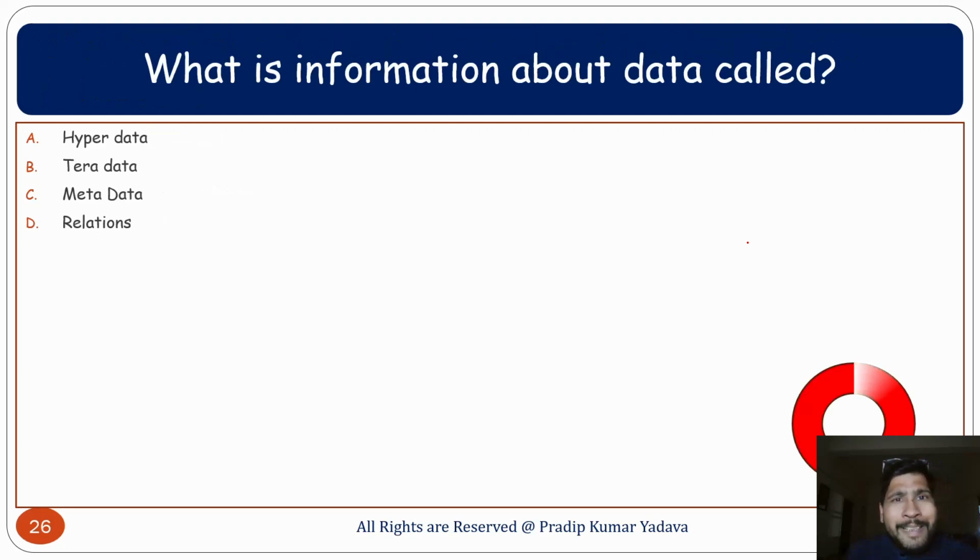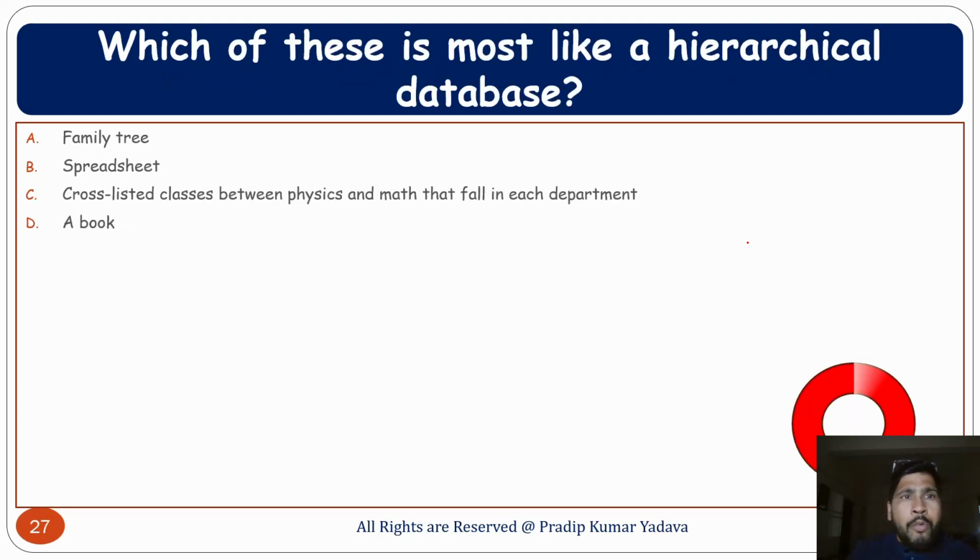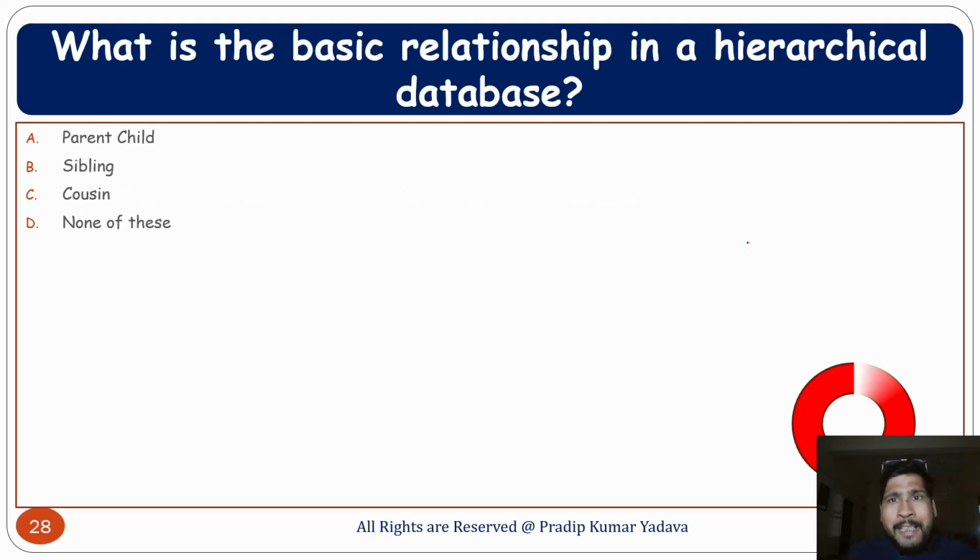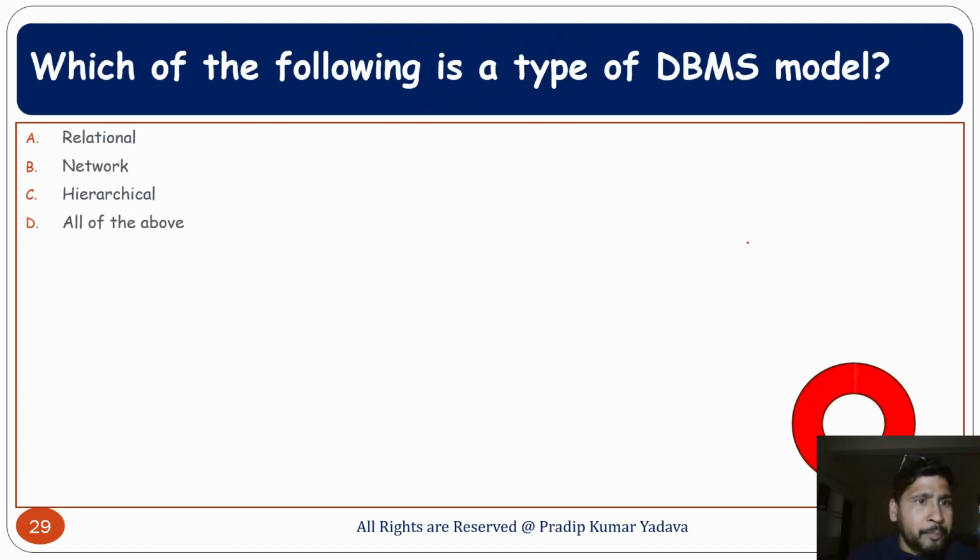Okay. What is information about data called? So basically information about data is called metadata. So basically metadata is a term which contains data about data. Which of these is most like a hierarchical database? So basically in hierarchical database your data is stored in the form of a parent-child or tree-like structure. Okay. So option A is the correct option. What is the basic relationship in a hierarchical database? So as we discussed, that is parent-child.